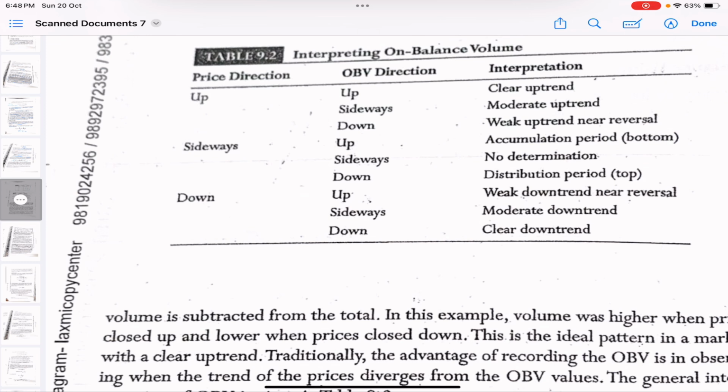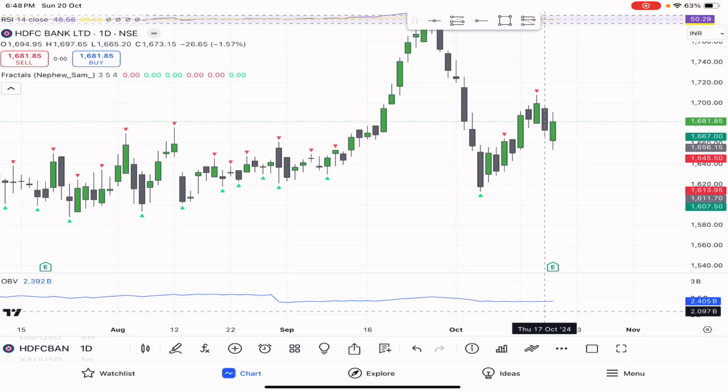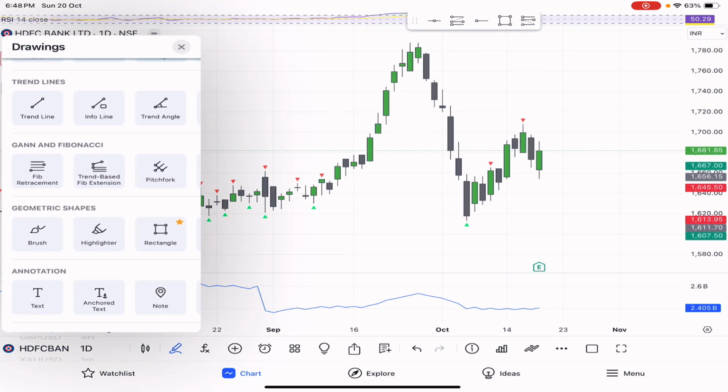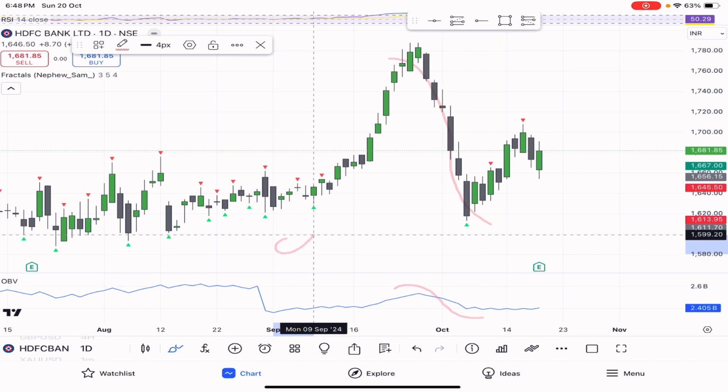If the price is going down and the OBV is going up, then that means a weak downtrend near reversal. Okay. And if the price is going down and the OBV is sideways, then that means that there is a moderate downtrend. If the price is going down and the OBV is also going down, then that means that there is a clear downtrend. Look at the indicator. If you look at this plot, wait, let me just use a pen. Price is going down, OBV is also going down. What does that mean? That means that there is a clear downtrend.